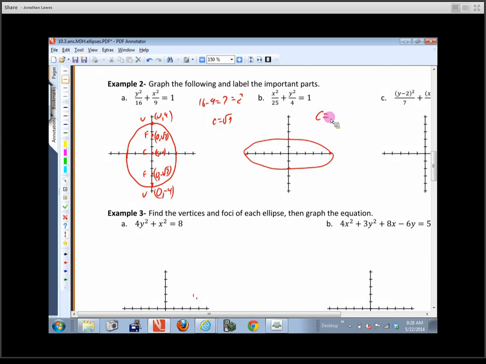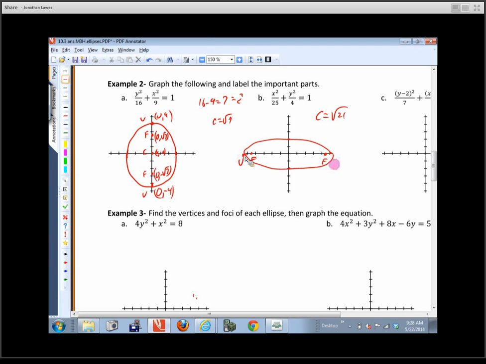What's C? Yep, big one minus little one, so it's going to be the square root of 21. So it's going to be in between 4 and 5. So that puts the foci way out here.